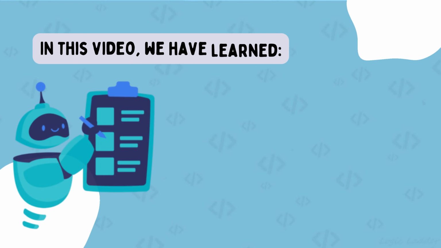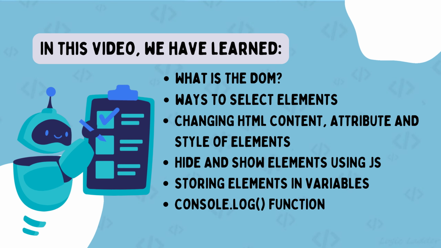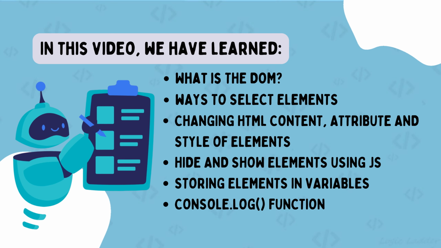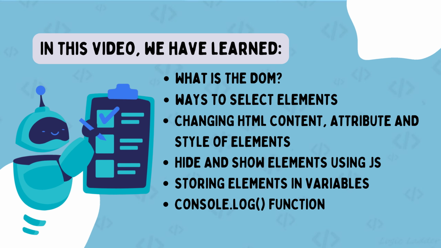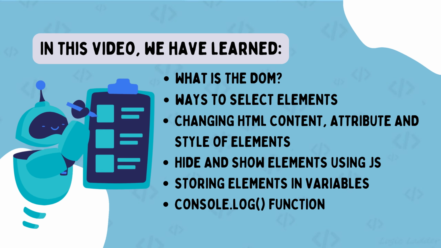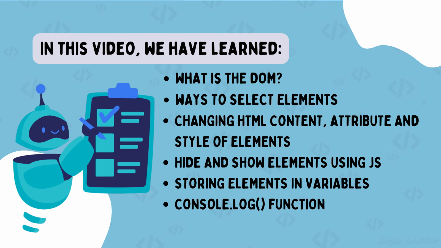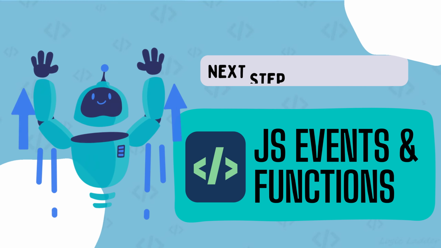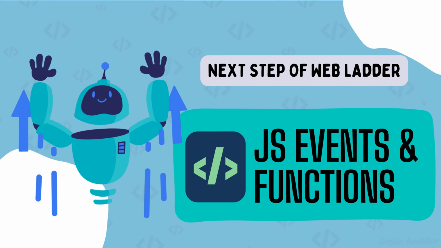In this video, we have learned: what is the DOM, ways to select elements using JavaScript, changing HTML content, attributes and style of elements, and hiding and showing elements using JavaScript. We also learned about storing elements in variables, and lastly we also studied how the JavaScript console.log function works. In the next video, we will learn about events and functions in JavaScript.